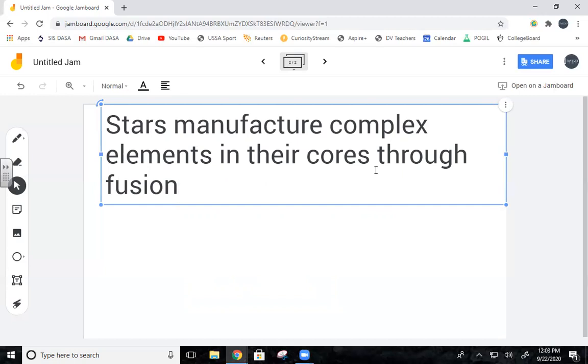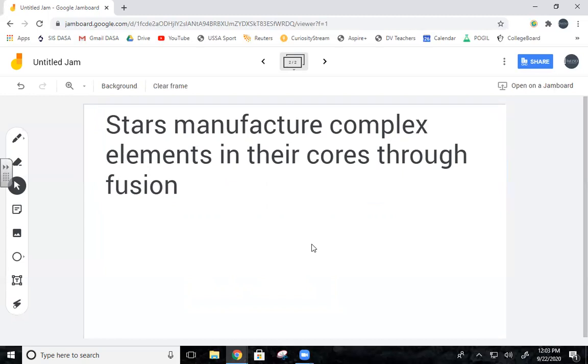I'm wondering something. Is the center of the Earth as hot as the surface of the sun? Yes. The surface of the sun, but the core of the sun is several million degrees. And at that point, it doesn't matter if it's Celsius or Fahrenheit. It's just hot, okay? It's real hot, okay? So stars manufacture complex elements in their cores through fusion, okay?